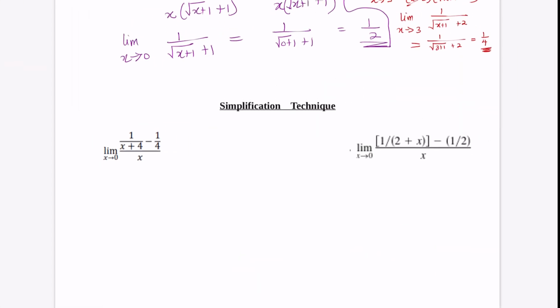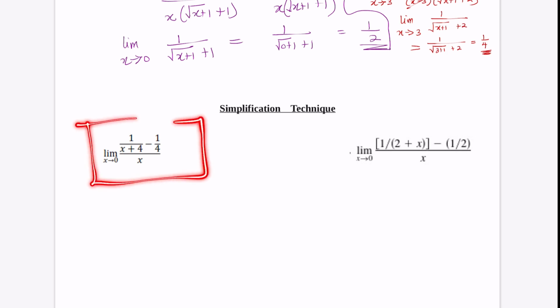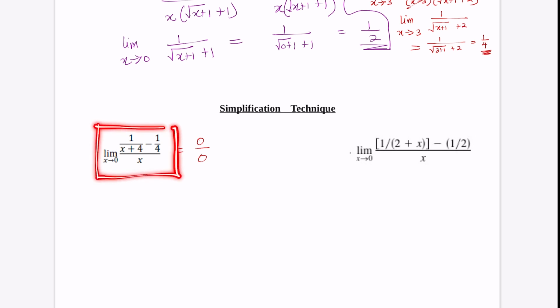Now let's look at the method of simplification. There are some limits that will require you to first simplify the expression before evaluating the limit. A typical example is what we have here. If you substitute directly, you end up with 0 over 0, because you get 1 over 4 minus 1 over 4, which is 0, divided by x, which is 0, so that gives us 0 over 0. So we need to apply the method of simplification first before we do direct substitution.